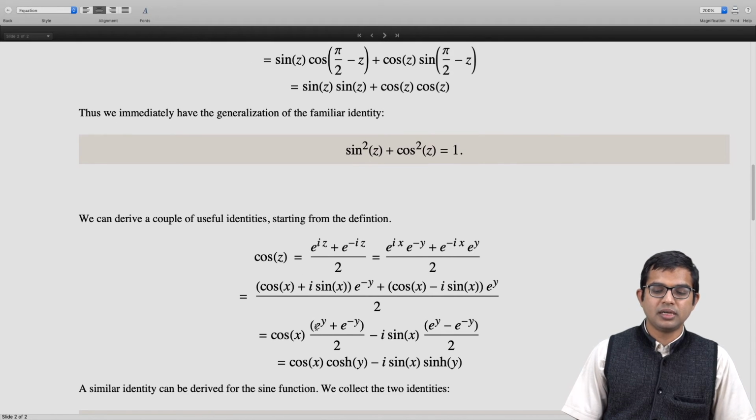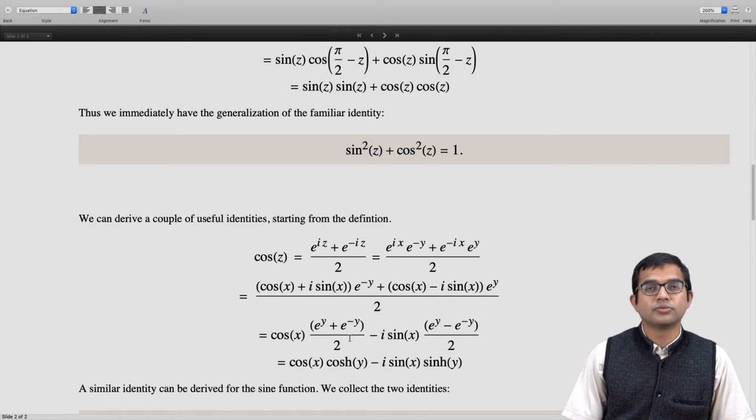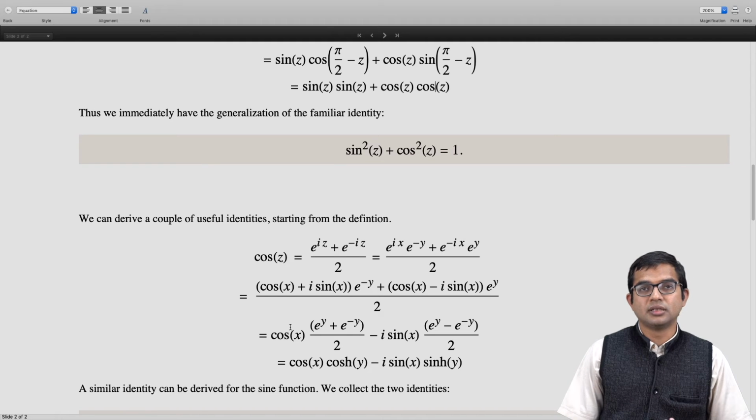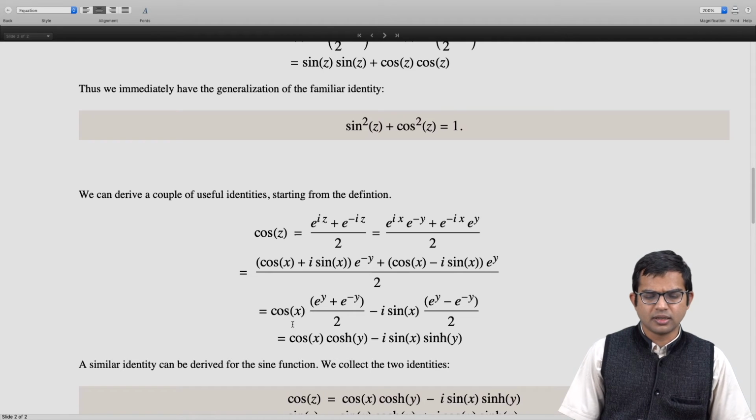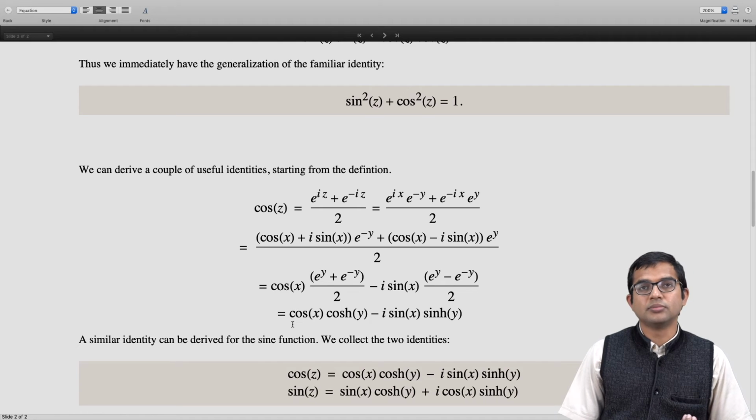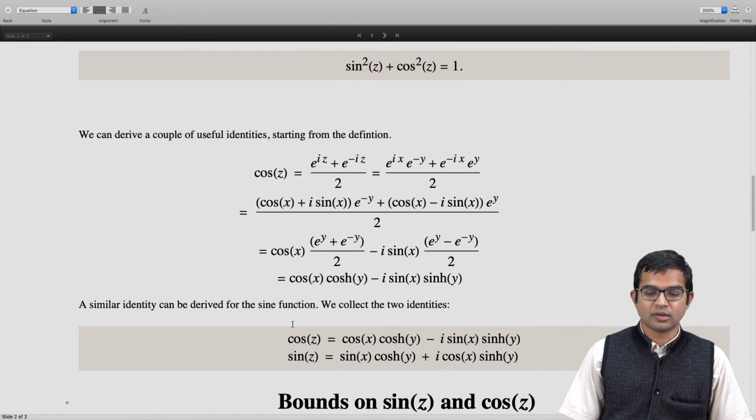But then we immediately see that e to the y plus e to the minus y by 2 is nothing but cosh, the hyperbolic cosine of y, and e to the y minus e to the minus y divided by 2 is hyperbolic sine of y. So we get this identity: cosine of z is cos x hyperbolic cosine of y minus i times sin x hyperbolic sine of y. Right? We can derive a similar identity for the sine function, which we state and allow you to verify yourself. Sine of z is sin x hyperbolic cosine of y plus i times cos x hyperbolic sine of y.